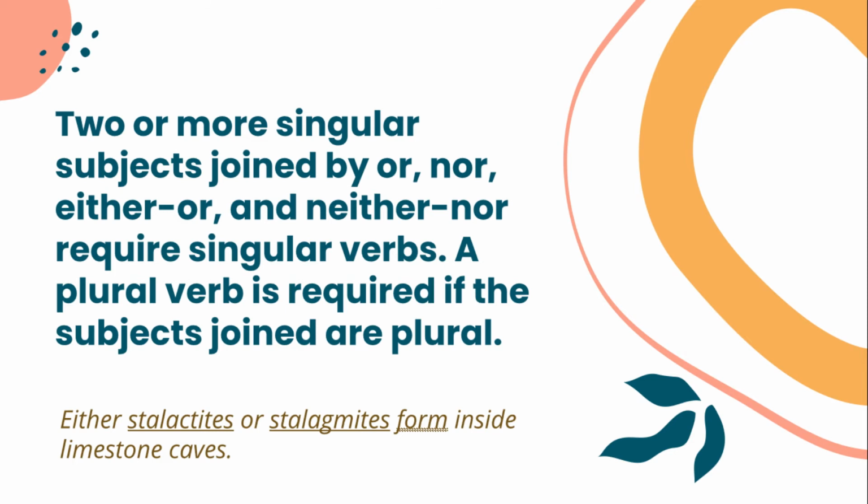Two or more singular subjects joined by or, nor, either or, and neither nor require singular verbs. A plural verb is required if the subjects joined are plural. For example, either stalactites or stalagmites form inside limestone caves.